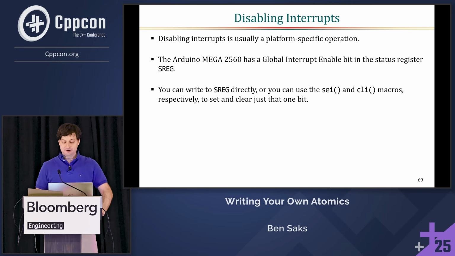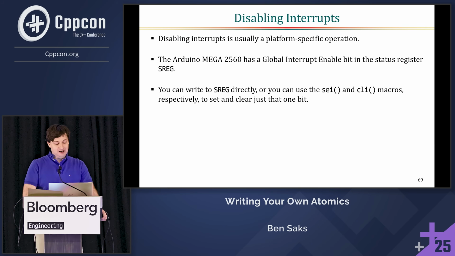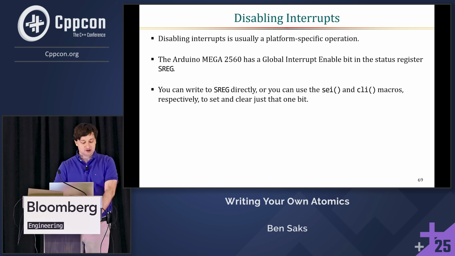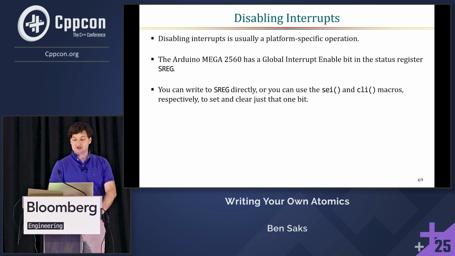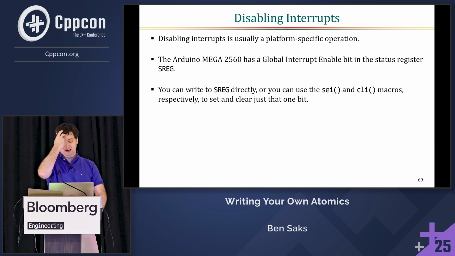So that's where I started for the code that I was writing for this. Disabling interrupts, exactly how you do it, is a platform-specific operation in general. If you're using something like an RTOS, there might be helper functions built into it that would let you do that. But on the Mega 2560, there's a global interrupt enable bit in the status register that you can set either by writing to it directly, or there are these macros, SEI, set enable interrupt, and CLI, clear interrupt, that you can use to clear or set that one bit in particular.